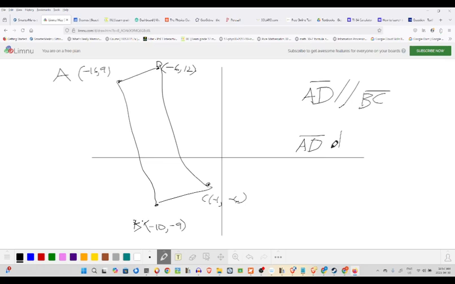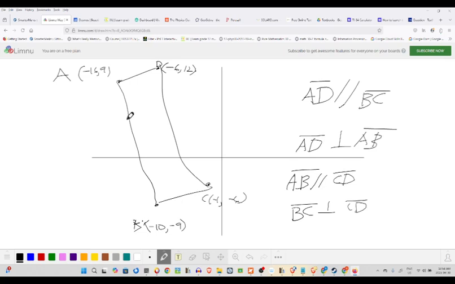And AD would be perpendicular to AB. We could also say AB has to be parallel to CD, and that BC is perpendicular to CD. So if opposite sides are parallel and we have 90-degree angles, then this works.